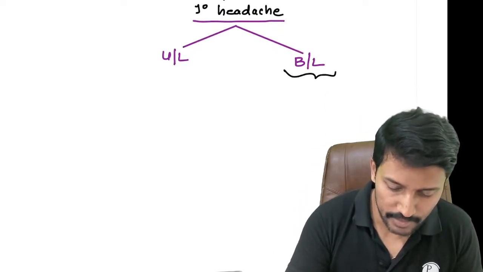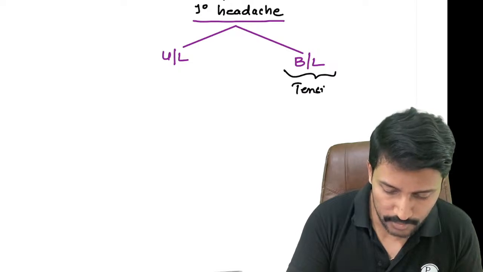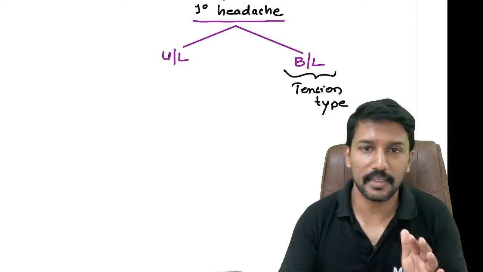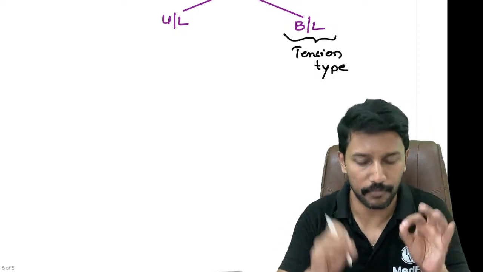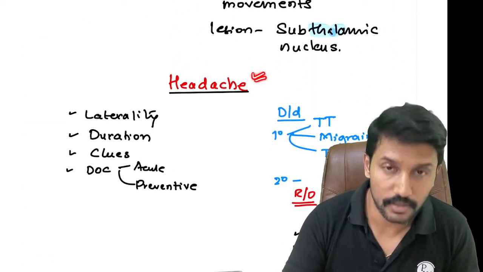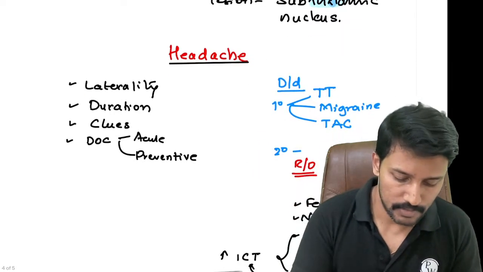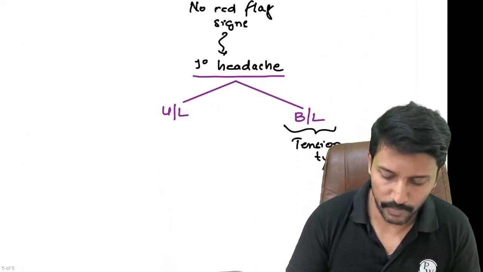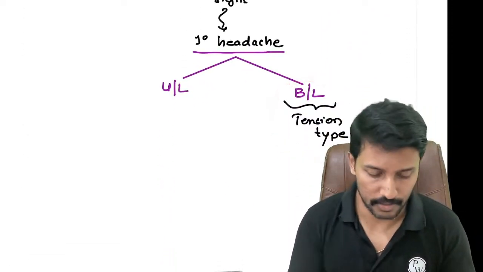Bilateral, whenever it says bilateral, the first thing that should come to your mind is it is going to be a tension type headache. So laterality makes it pretty easy for us to identify. So if I have a headache where I have ruled out the red flag signs, then the first thing I will look at is laterality. If it is bilateral, tension type comes to my mind.